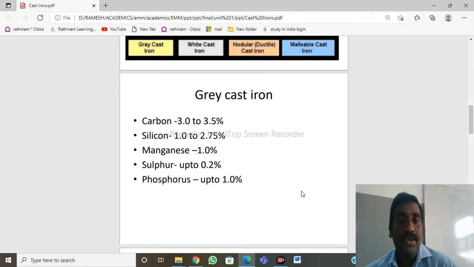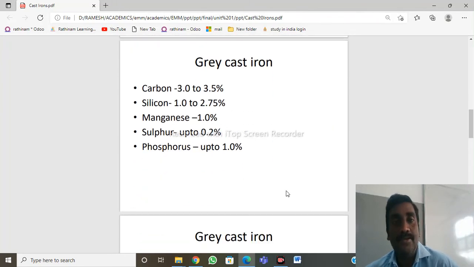We are going to see grey cast iron in depth. What is meant by grey cast iron? Its composition is carbon 3 to 3.5 percent, silicon 1 to 2.75 percent, manganese 1 percent, sulfur up to 0.2 percent, and phosphorus up to 1 percent. These materials are combined together to make grey cast iron.